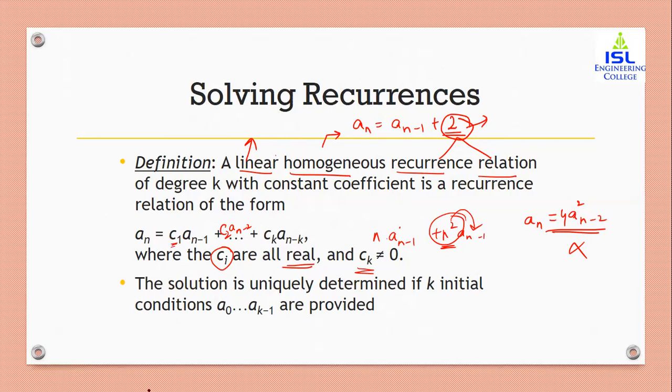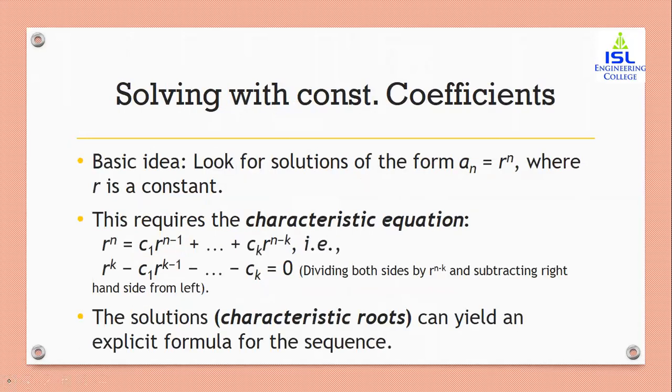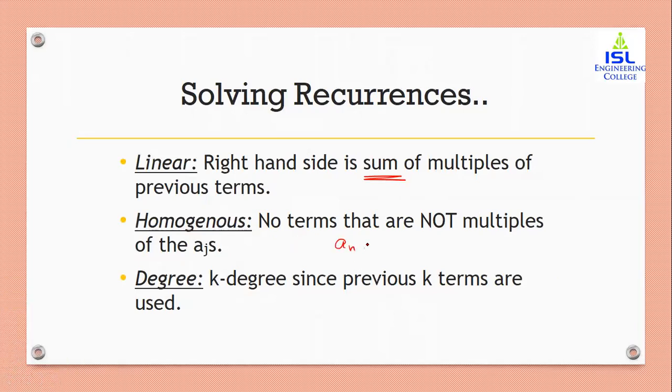Let's see this in a bit of detail. Linear means the right hand side is a sum of multiples of the previous terms, so it should be the sum. If it is a product, then it cannot be linear. What about homogeneous? No terms that are not multiples of a_j. So we cannot have a_n = a_(n-1) + 7. Some constant should not be there over here. It should always be in multiples of the a terms.